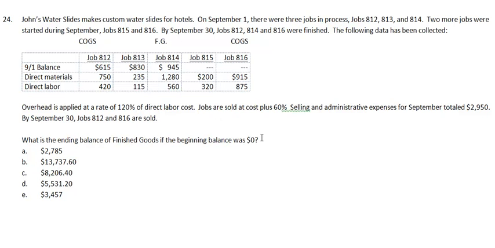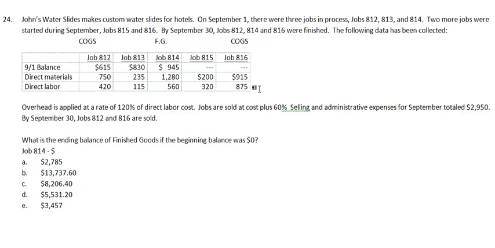So the question says, what's your ending balance in finished goods? Well, we can look at this real quickly and realize that 813 and 815 are still in work in process because it didn't tell us anything about them. Job 812 and 816 are sold, they're gone. So the only job that's left in finished goods is going to be job 814. So all we have to do is calculate that job.